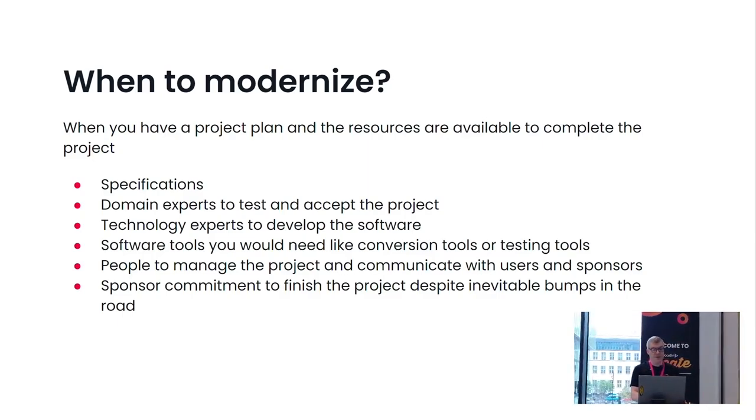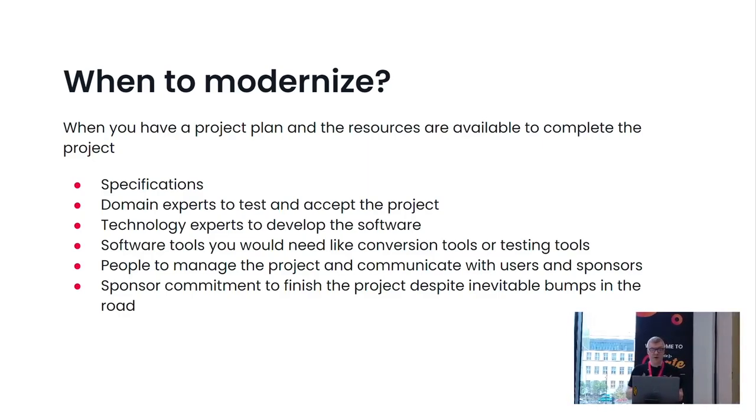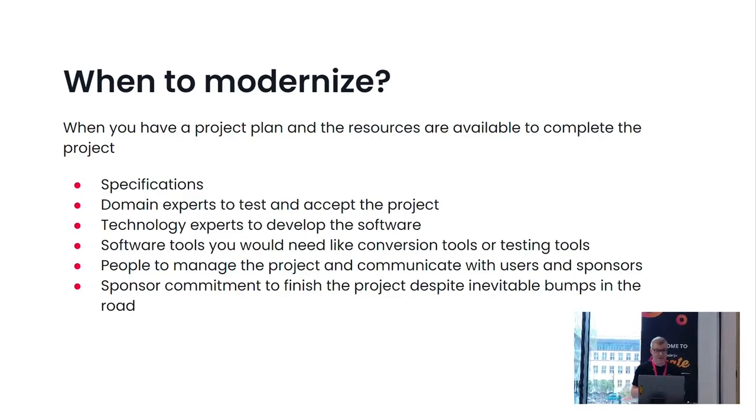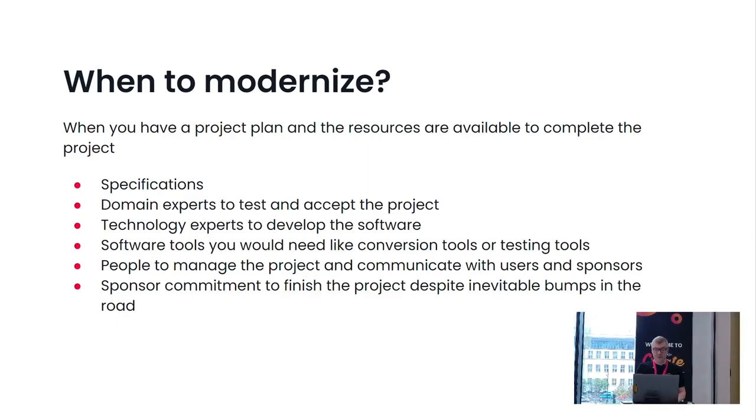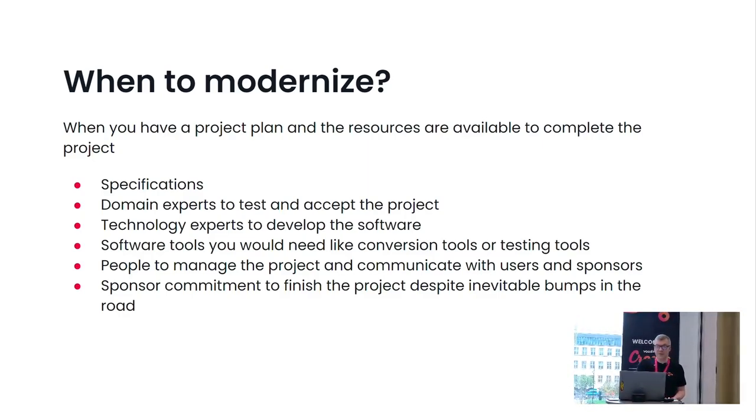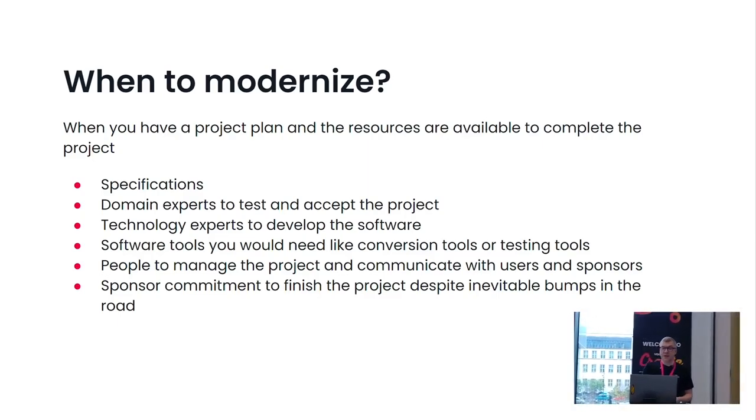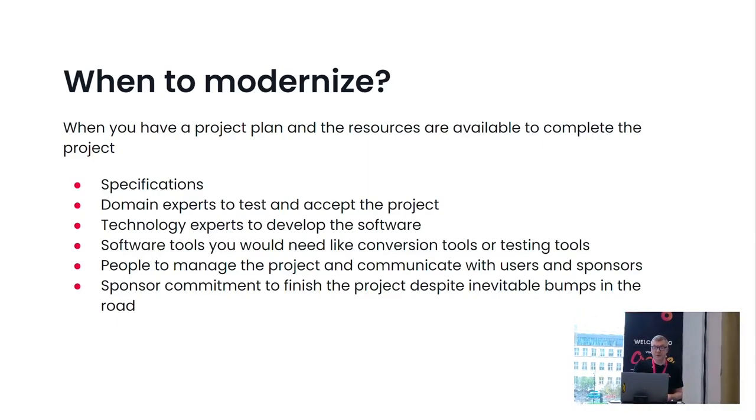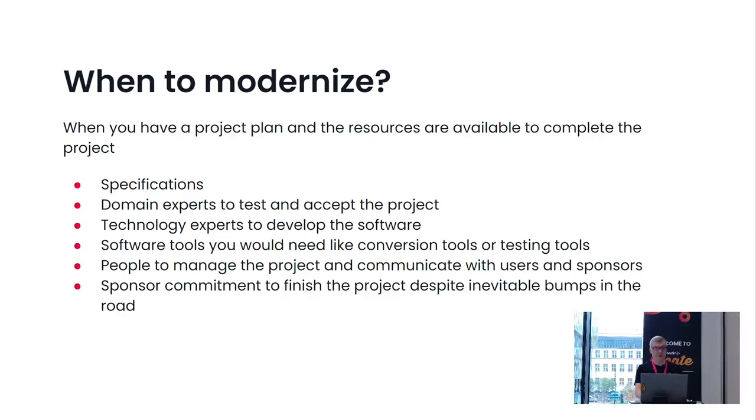Next thing that you're going to certainly need is domain experts. So someone needs to say when the project is in a state that it can be considered finalized and done, that the application does what it's supposed to do, someone who can accept the application. You also need technology experts, of course. I mean, you might need some architecture work to happen. You might need a lot of development to happen. You may need software tools, so things that will help you understand what the existing application is doing, or might help you understand how to test the target system. Or perhaps there's even tools that might help you refactor your software throughout the process.